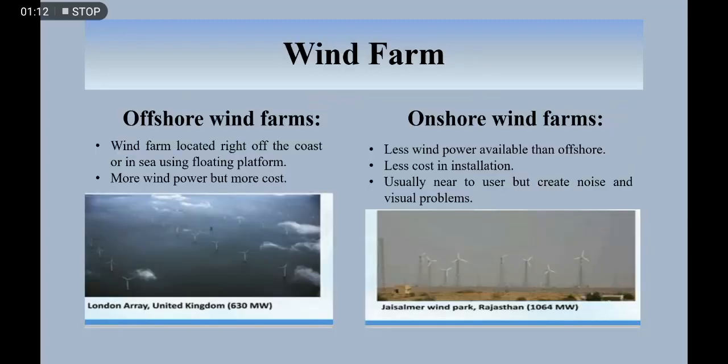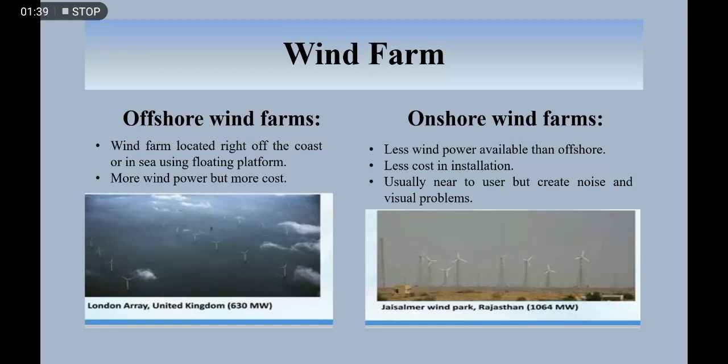So a wind farm can be offshore or onshore. Offshore wind farms can be located right off the coast or in the sea using a floating platform. There is more wind power but also more cost. It is very expensive.